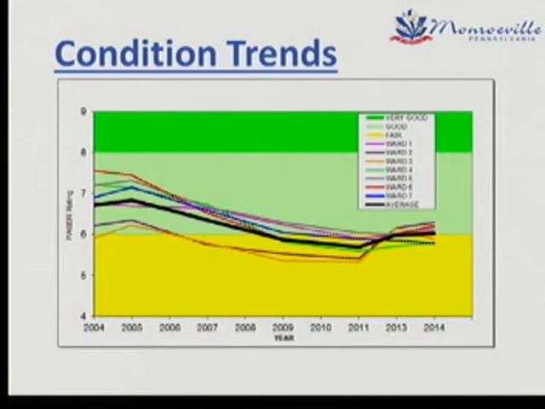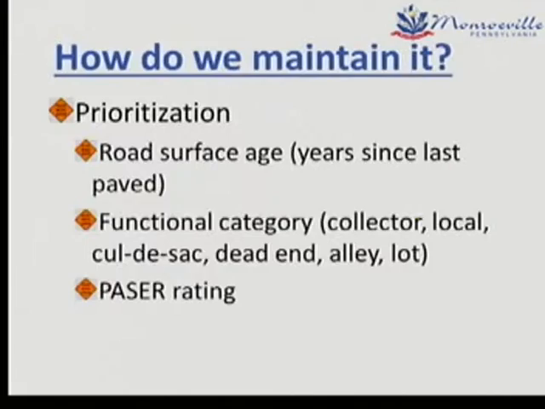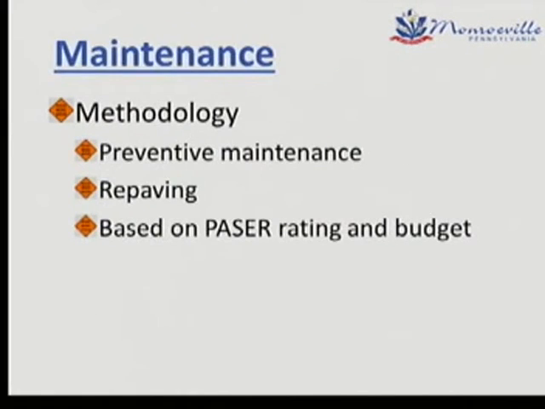But you can also see we're teetering on the good fair boundary right now. And then we get to how do we maintain the roads. It starts with prioritization. So we use the road surface age, which is years since last paved. The functional category, so a road is a collector road. We theoretically would resurface more often than a parking lot or a dead end or an alley. And the PACER rating score.